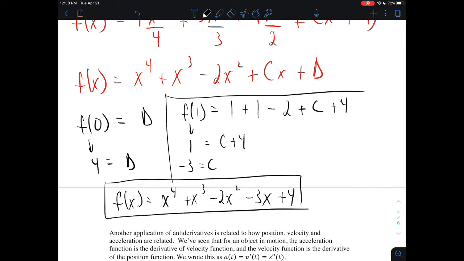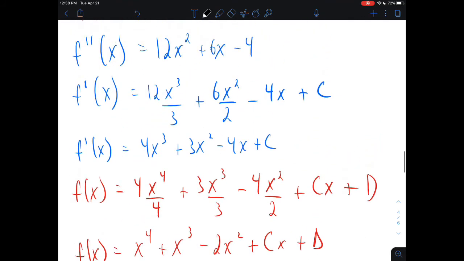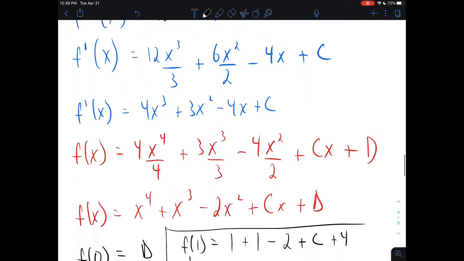And again, if you want to check the answer, take the derivative and then find the second derivative and see if you get all the way back to 12x squared plus 6x minus 4.